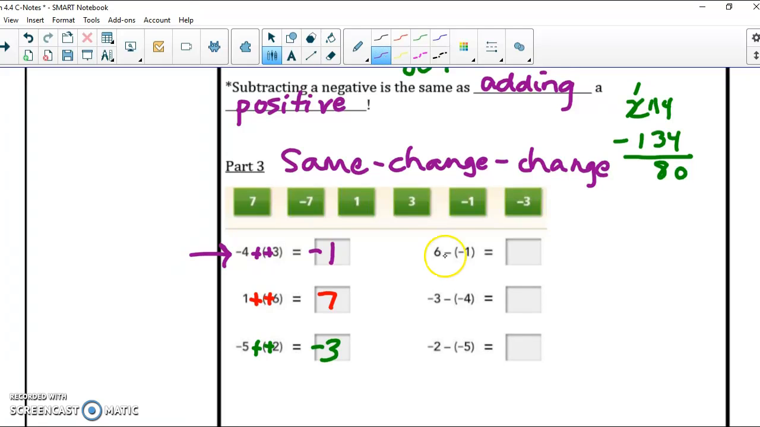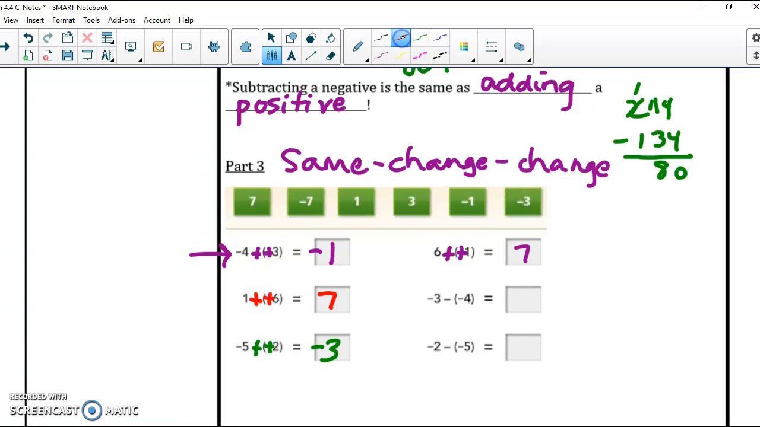Let's check out 6 minus negative 1. Since I'm subtracting, when I'm subtracting integers, I'm always going to use same, change, change. So I keep 6 the same. I change the next two signs. The minuses become pluses. And this is 6 plus 1, which is easy. Two positives. I add the numbers, keep the sign.